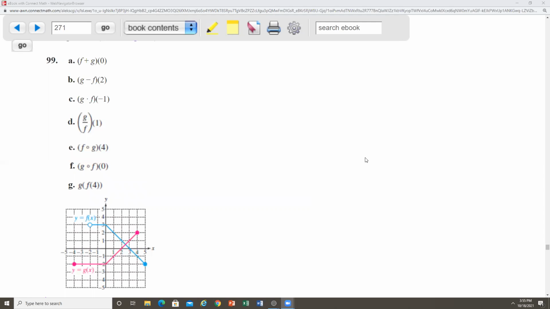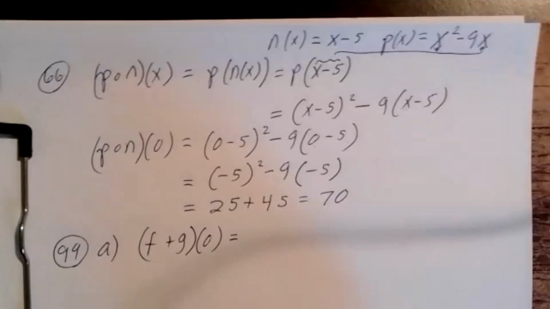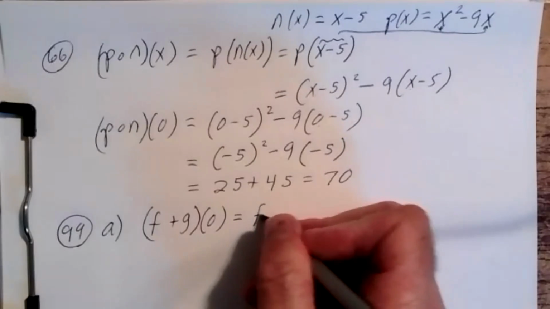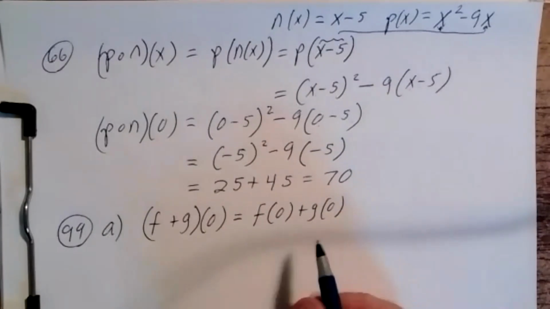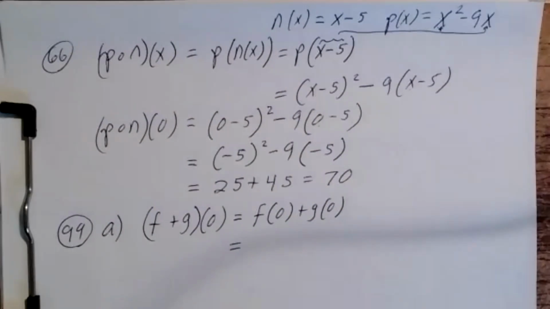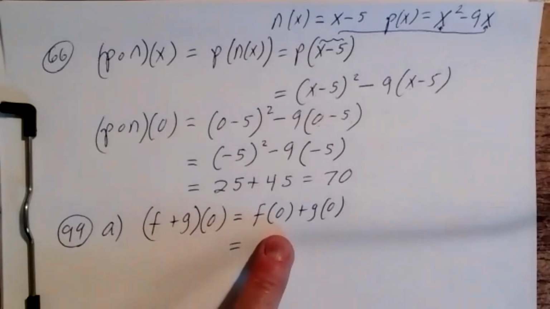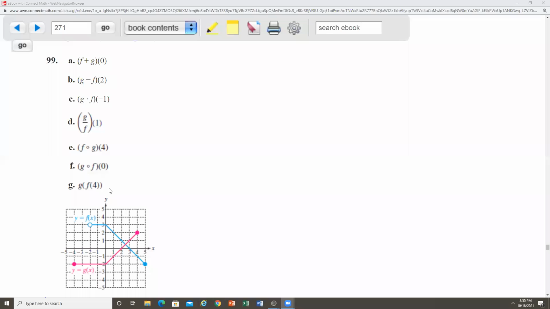So problem number 99A. Using the two functions that are defined in the graph, they want you to find f plus g, and they want you to evaluate that sum function at 0. Well, ladies and gentlemen, this is really going to be f of 0 plus g of 0. But what's f of 0? We got to go to the graph, put 0 in the function f, and then read off what its y coordinate would be. So f of 0 is going to be what?